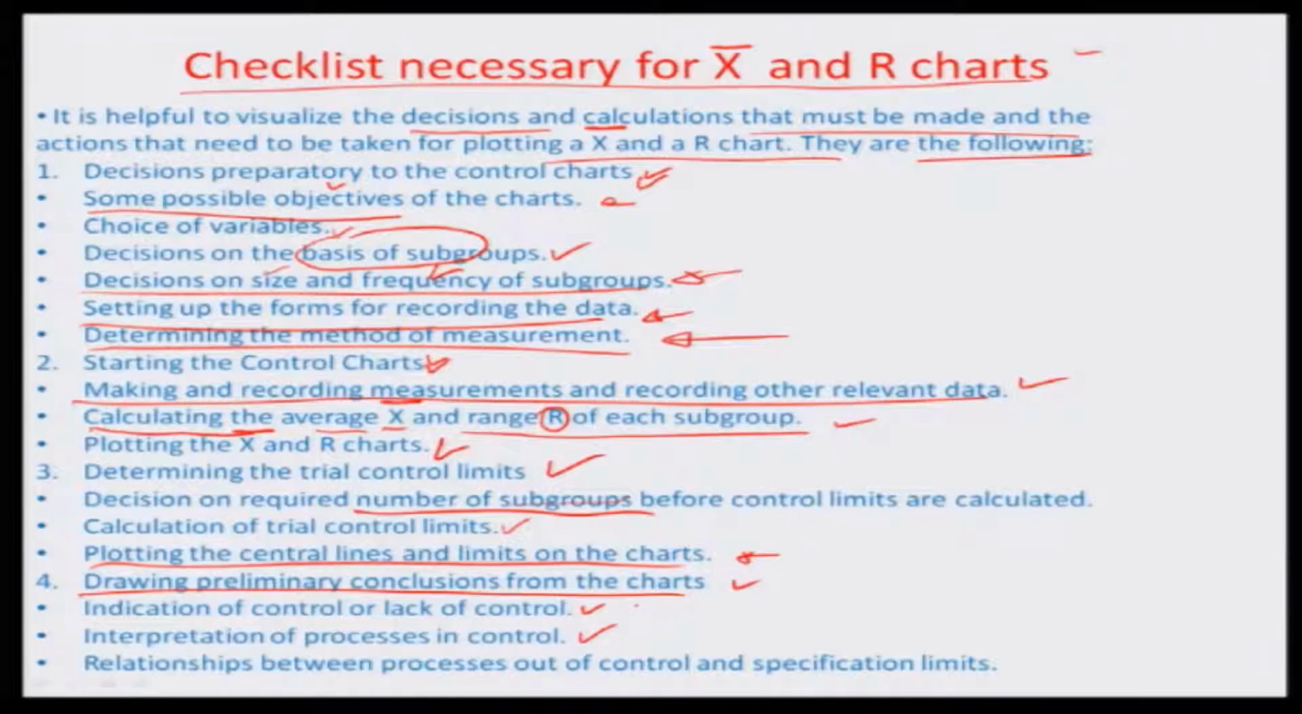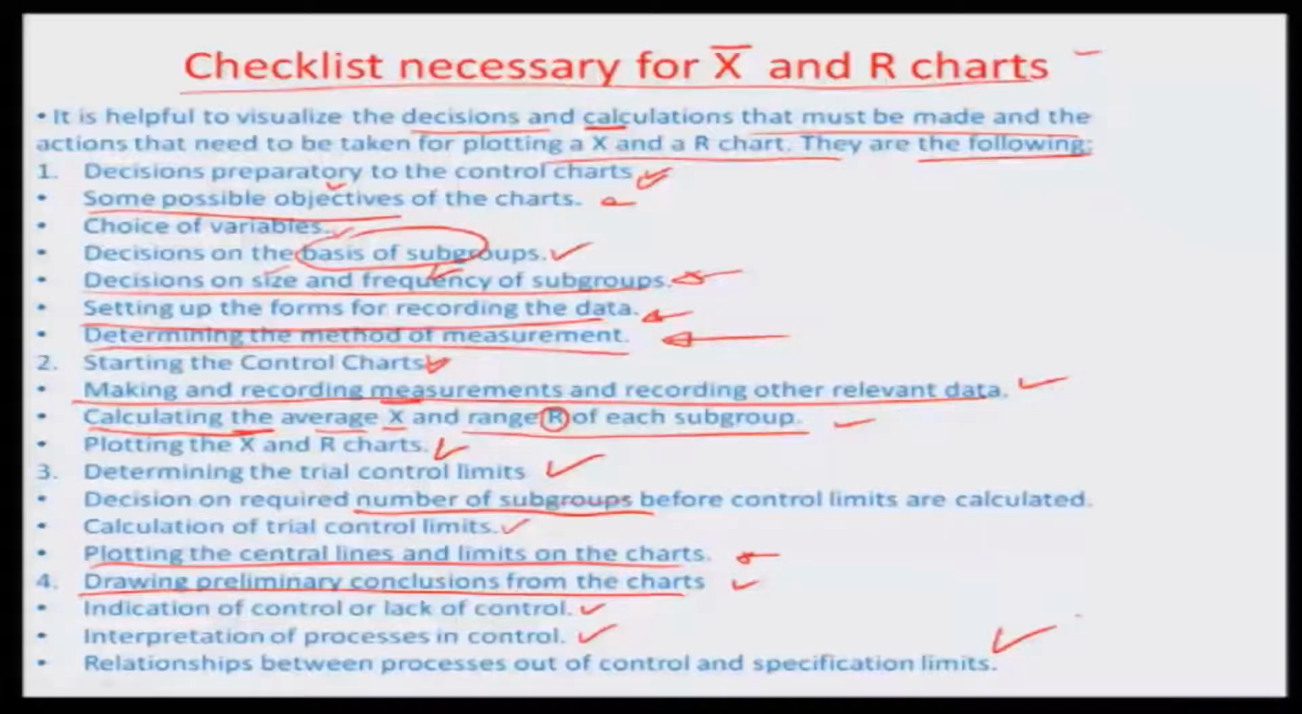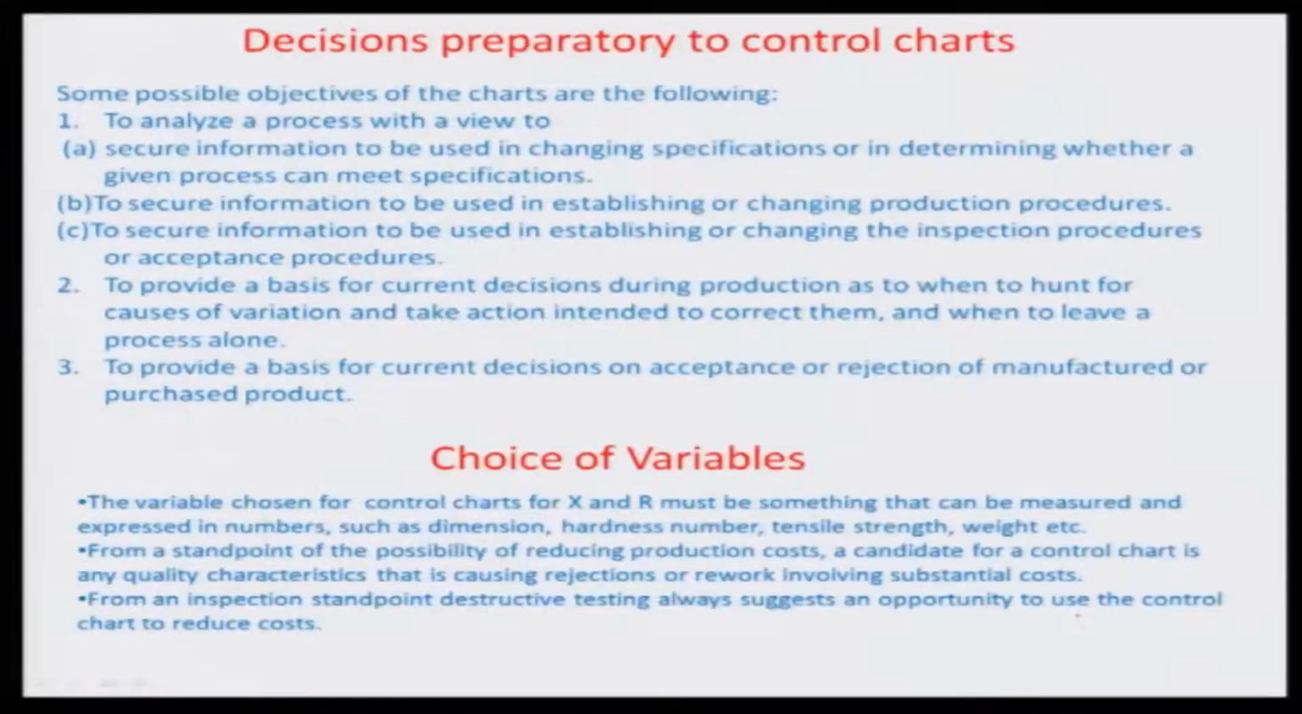You can also have relationships between processes out of control and specification limits, which is very important for measuring process capability of the system. If a machine is producing some abnormal range of products with a mean which is probably off-centered, and the specifications given by the design are within the limits that are being set for the production process, you may end up producing more defectives. So we will have to do something so that it can be controlled back to normalcy. So that is regarding the checklist necessary for X bar and R charts.